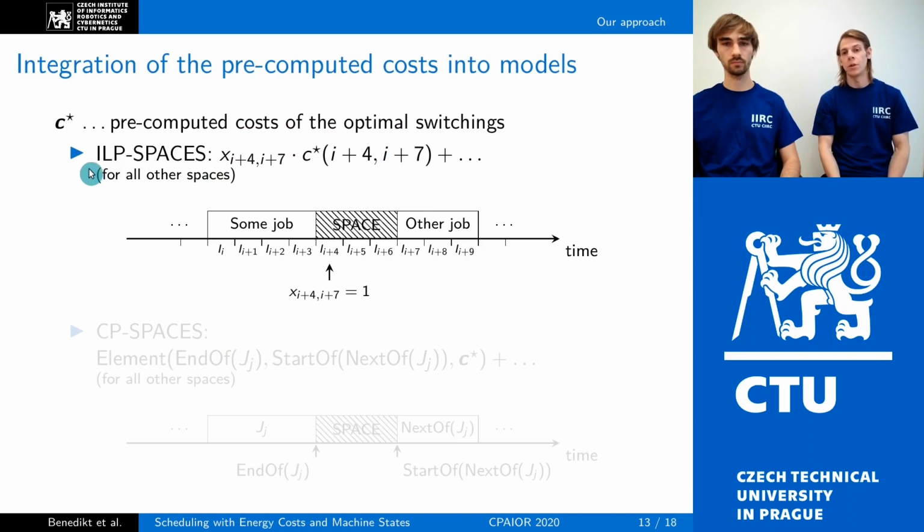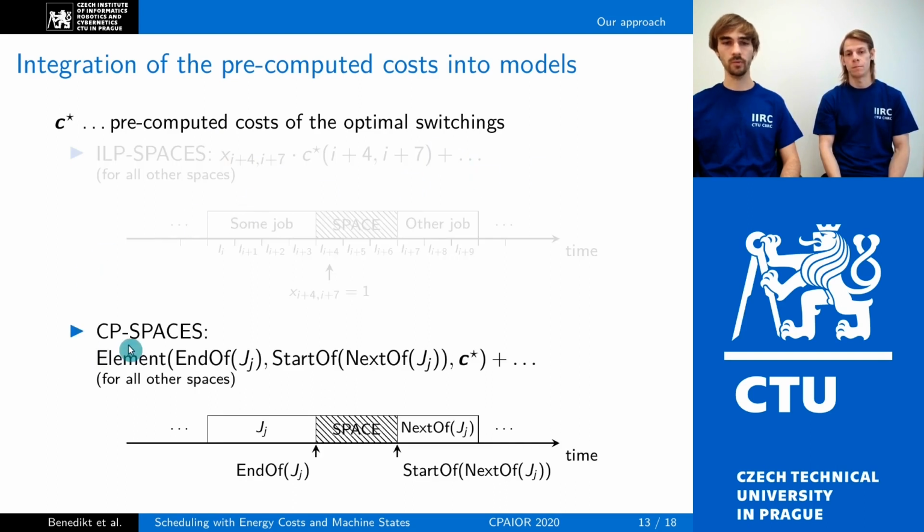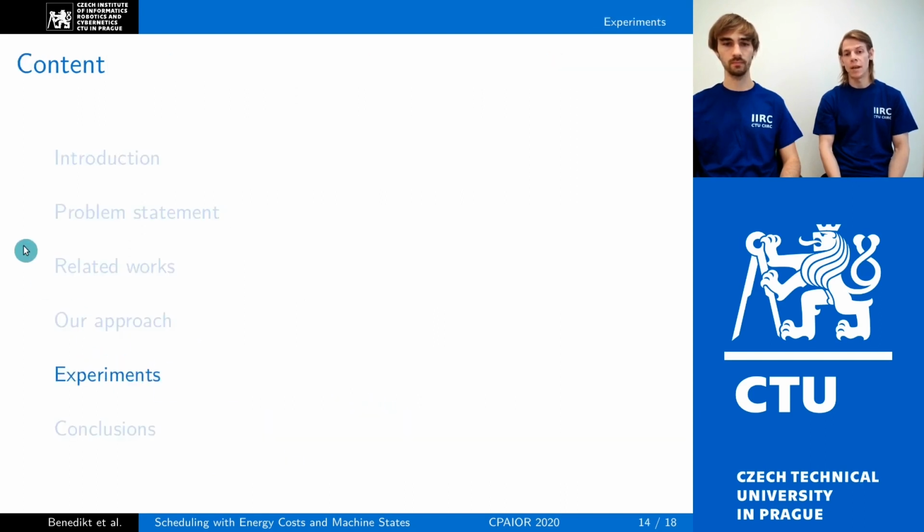As for the ILP, the integration is quite straightforward. For each possible space between two consecutive jobs, there is a single binary variable indicating whether the space is present in the schedule or not. Then, the objective aggregates the cost of all possible spaces and the job's placements. Constraint programming provides specialized scheduling and modeling constructs. Given a sequence of jobs, we can extract the cost of the spaces between the two consecutive jobs using an element expression. Now that we have the optimal switching costs as well as the models, let's look at the experimental results.